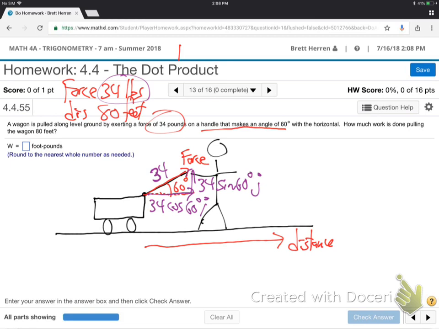And why is that so valuable? Because now we can take this part, which is lined up with the distance, and multiply those to get our answer. That would tell us the work done.